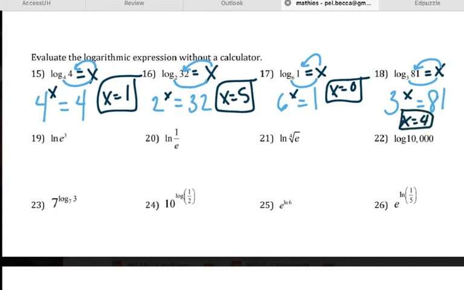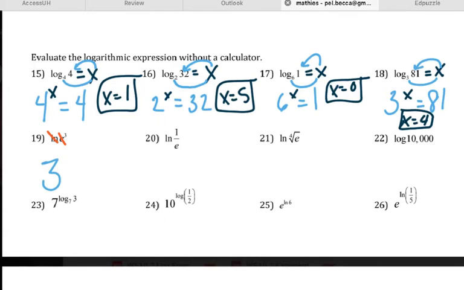Okay, natural log and e are inverses. They make each other cancel. So ln and e will cancel. They're inverses. That's like saying 2 times 1/2. They would just cancel because they're inverses of each other. And that just leaves me with the number 3.